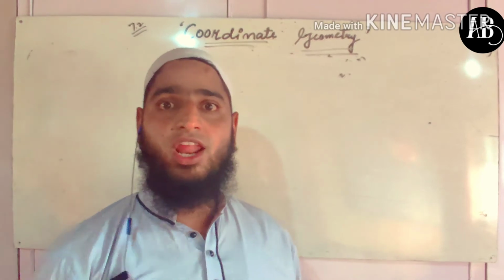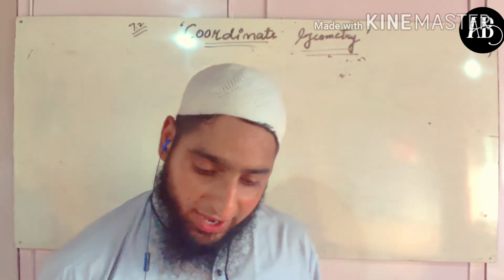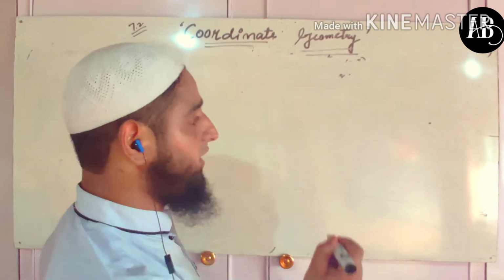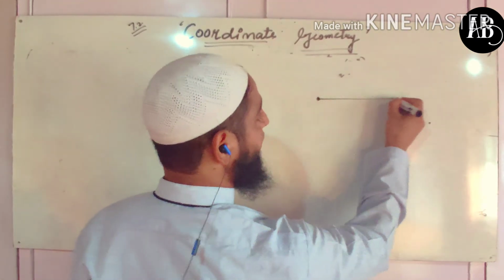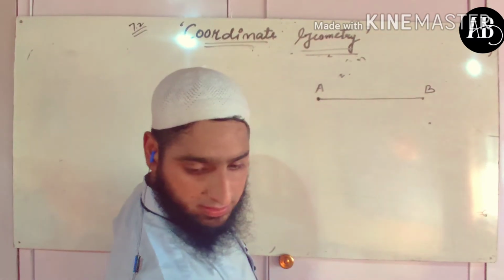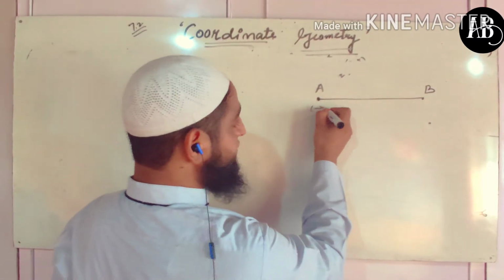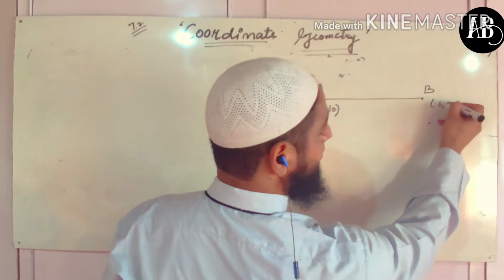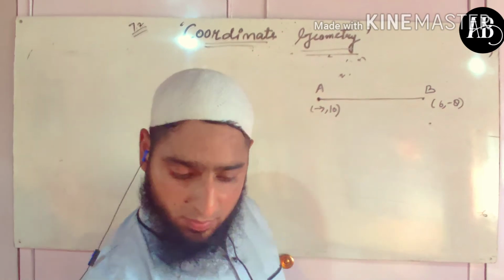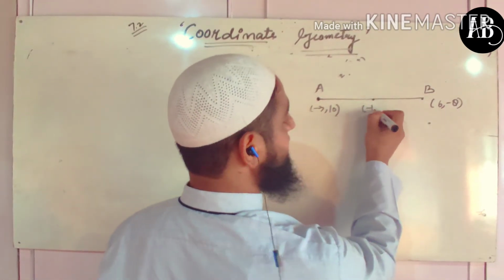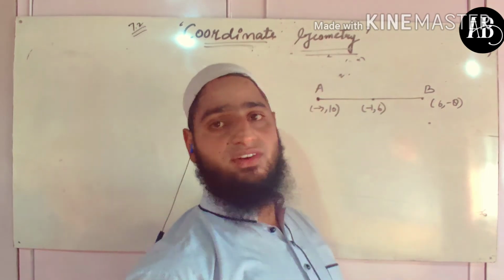Today, what is our first question? Find the ratio in which the line segment joining the points A(-3, ...) and B(6, -8) is divided by the point (-1, 6).